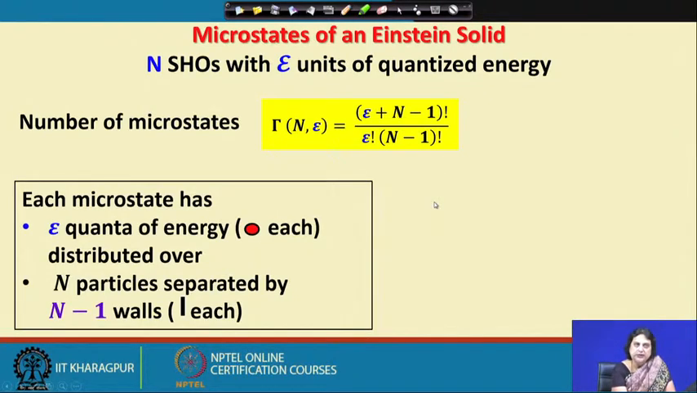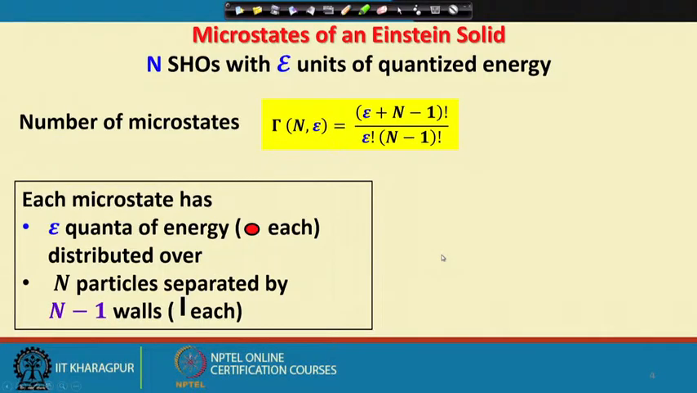Now, we have also discussed the typical way of representing each of the microstates possible for any such system. Let us say that every quantum of energy over and above the zero point energy is represented in terms of a red pellet, and I am going to use black walls to separate out all the N particles that are present in the given volume. So, how many walls would you require to separate these N particles? Obviously, N minus 1 walls.